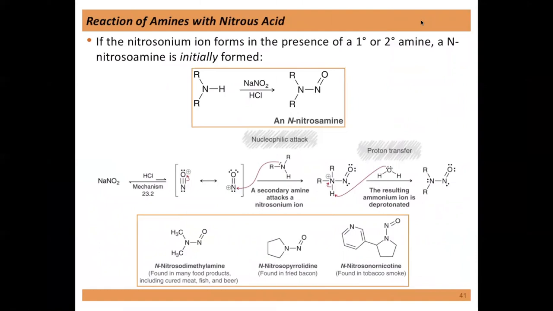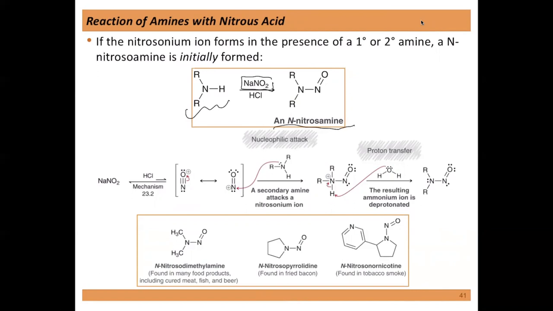So what happens when you have a primary or secondary amine, an N-nitrosamine is initially formed. And so up here, what we've got is a secondary amine, and if you had sodium nitrite and a little bit of acid, you get an N-nitrosamine.